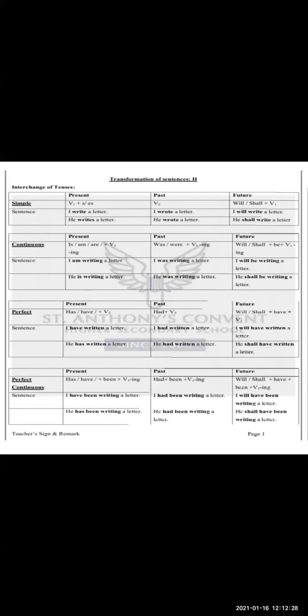The present perfect tense is the combination of the present and the perfect tense. Present means what? Which is going on. A perfect tense means the action shown is already completed, already finished.